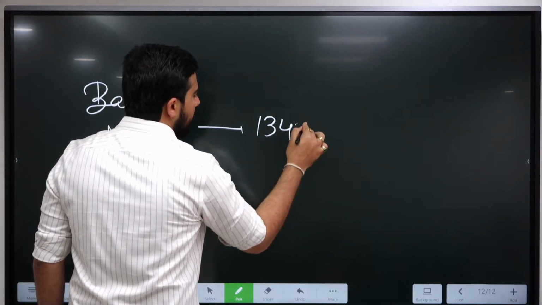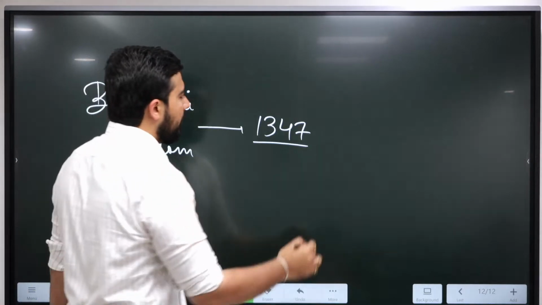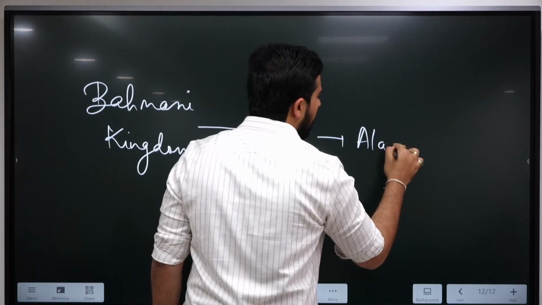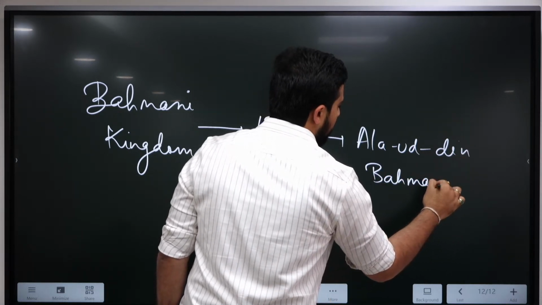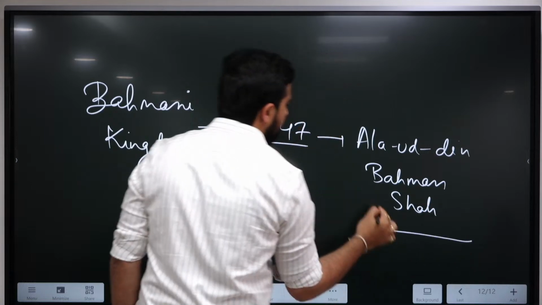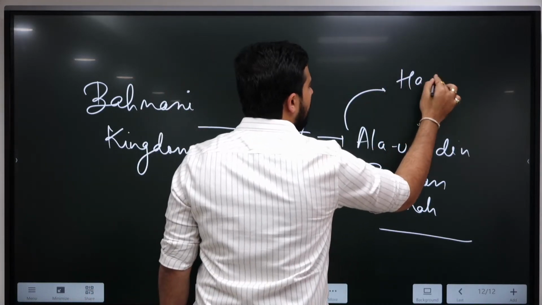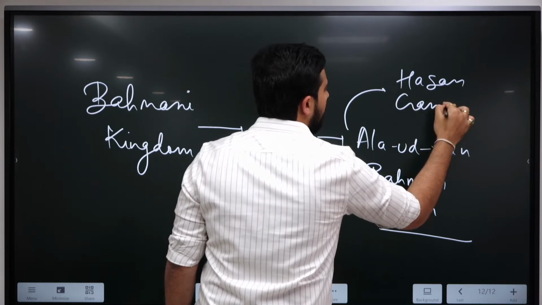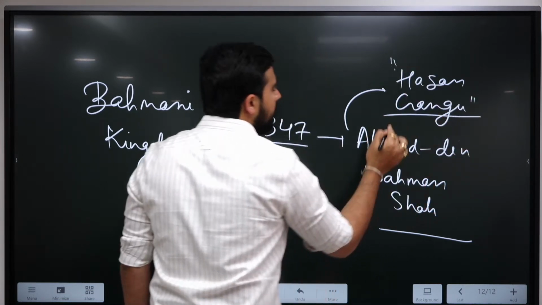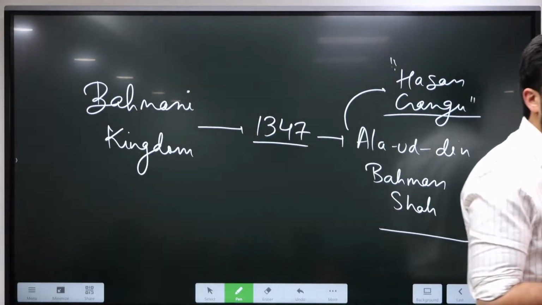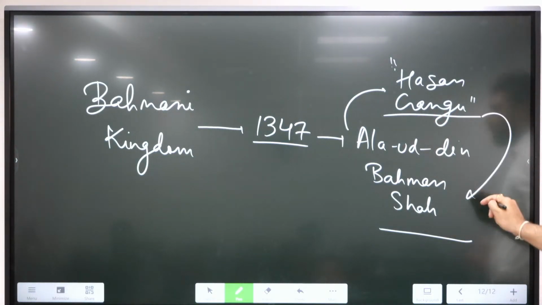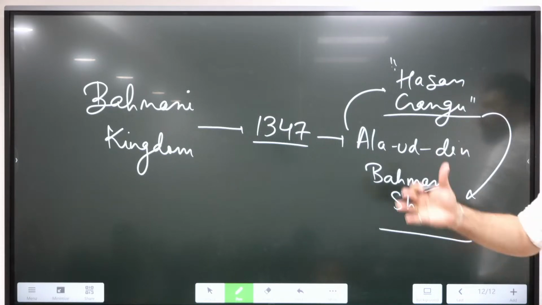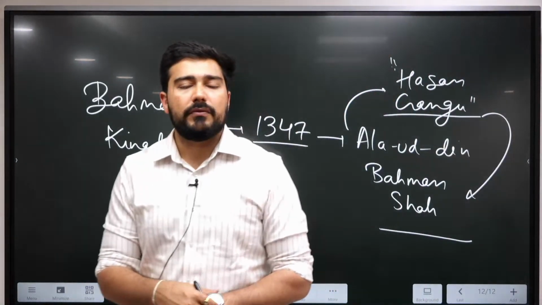This was established in 1347, okay, and the founder was known as Alauddin Bahman Shah. His other name was Hassan Gangu. He was in the service of one Brahmana whose name was Gangu. That's why some people also call him Hassan Gangu. And after establishing this kingdom, he took the title of Alauddin Bahman Shah. So this is how the Bahmani kingdom was established in 1347.